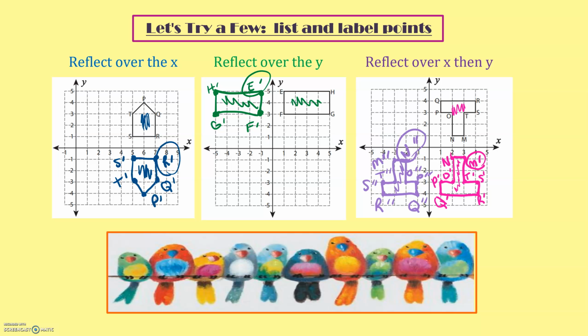So I want to say thank you so much for your time today. Please make sure that you know the rule for reflecting over the x and you know the rule for reflecting over the y. You can count. You can also know which letter you need to multiply by -1 to make that happen.